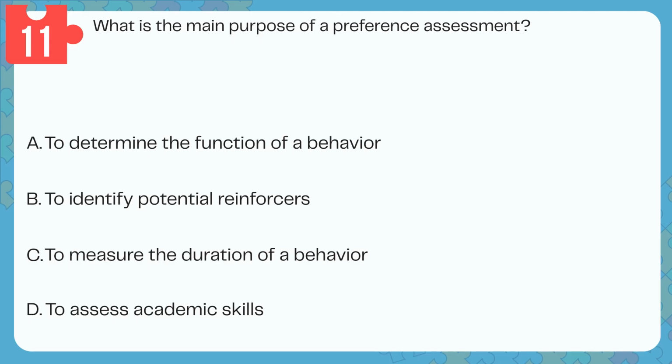Question 11. What is the main purpose of a preference assessment? A. To determine the function of a behavior. B. To identify potential reinforcers. C. To measure the duration of a behavior. D. To assess academic skills.